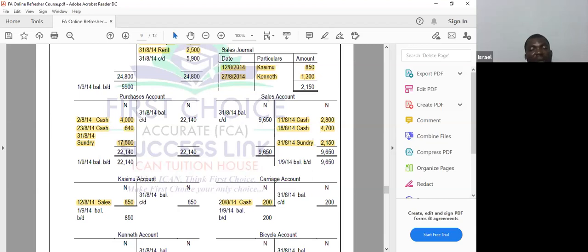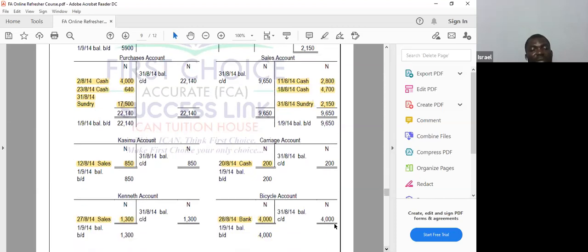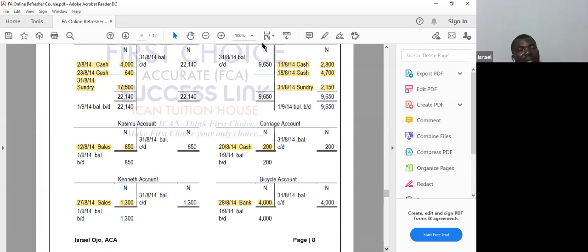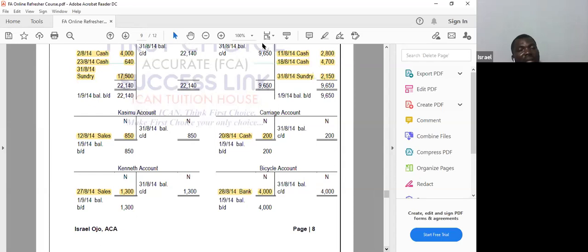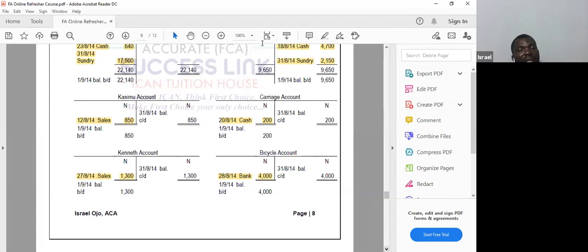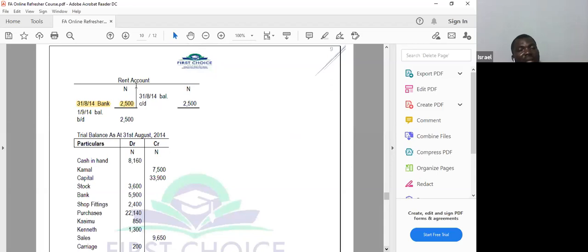Carriage inward is an expense. Expenses have a debit entry. The Kenneth account is a receivables account, so it has a debit entry as well. The bicycle account is an asset account. So we also have bicycle under the debit column, as an asset.